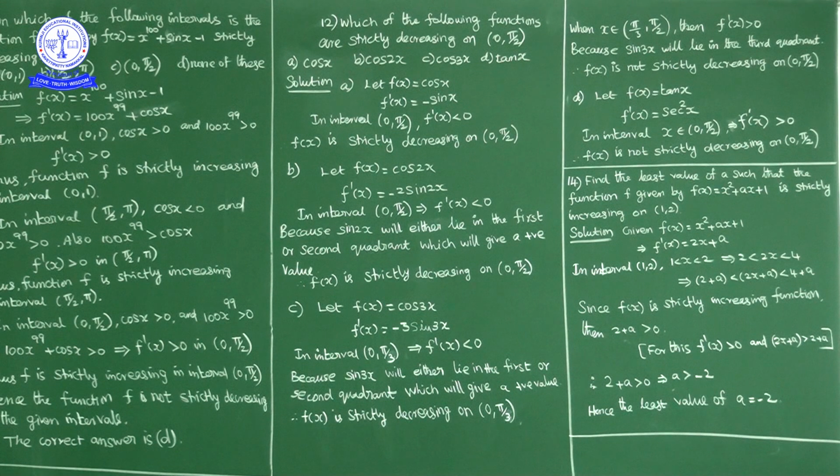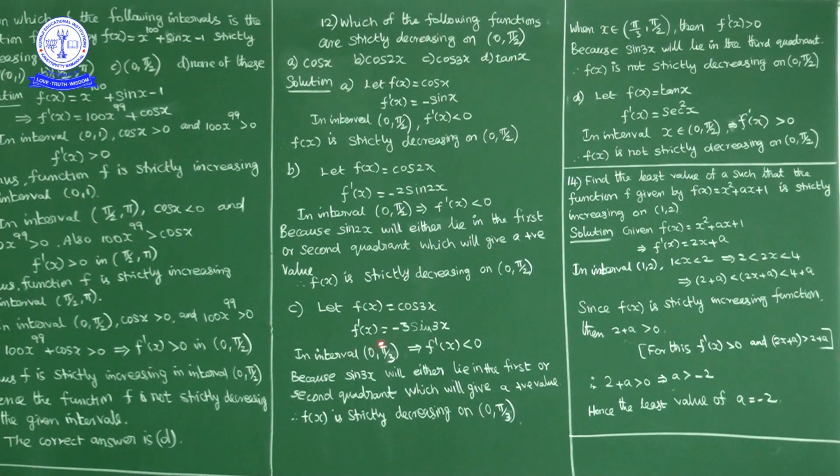So I'll divide the interval like this: x belongs to 0 to pi by 3 and x belongs to pi by 3 to pi by 2. In the interval 0 to pi by 3, as x belongs to 0 to pi by 3, 3x belongs to 0 to pi. As 3x belongs to 0 to pi, sin 3x lies either in the first or second quadrant, in both of which sin is positive. So sin 3x is positive wherever x belongs to 0 to pi by 3.